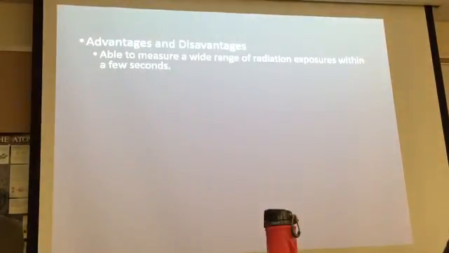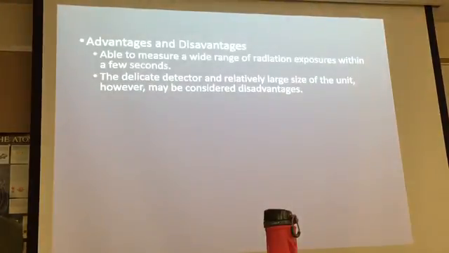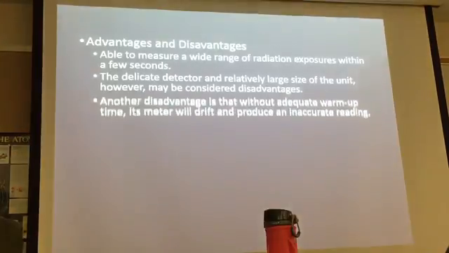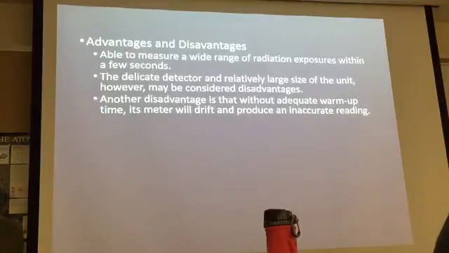So, advantages and disadvantages: it is able to measure a wide range of radiation exposure within a few seconds, or milliseconds. The relatively large size of the unit, however, may be considered a disadvantage in some cases. I've seen some ion chambers that are just tiny, and they work really well. So it depends on the use.